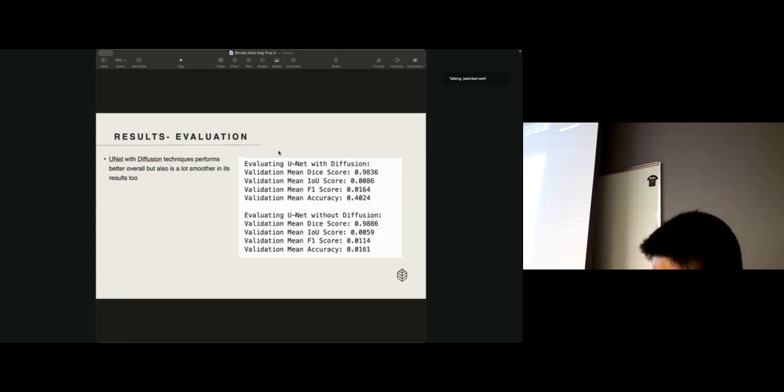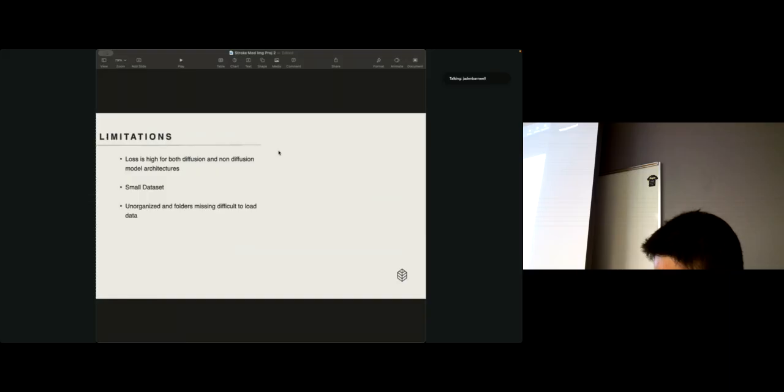the scoring. So limitations, overall, the smaller data set tended to have limitations on the overall performance of the model, and the loss is high due to that. And sometimes the data was a bit unorganized, so it took a lot of organization in setting up the training and the mask.